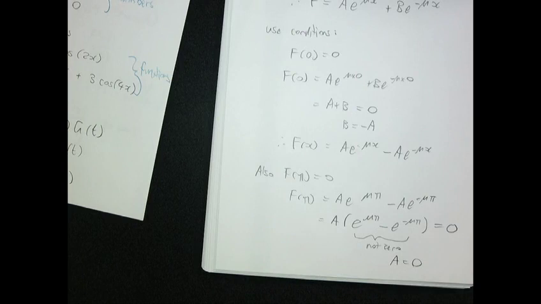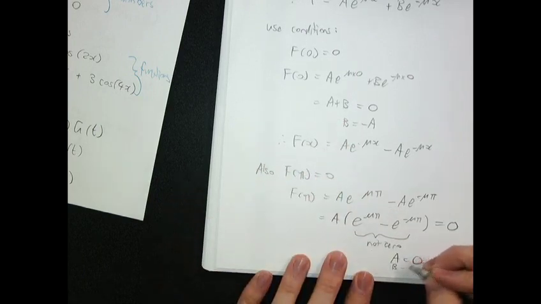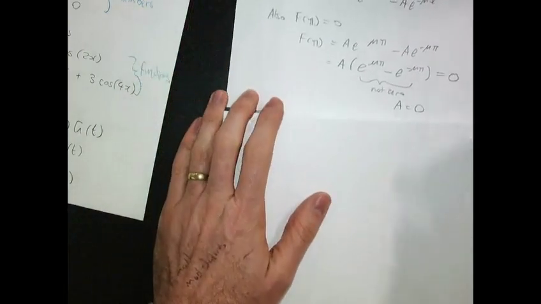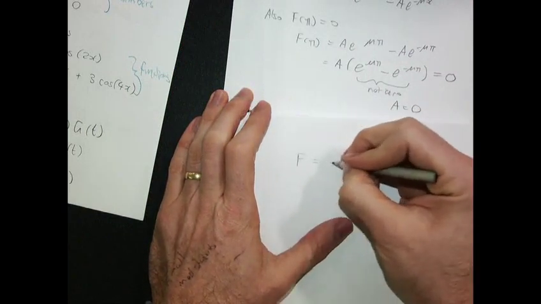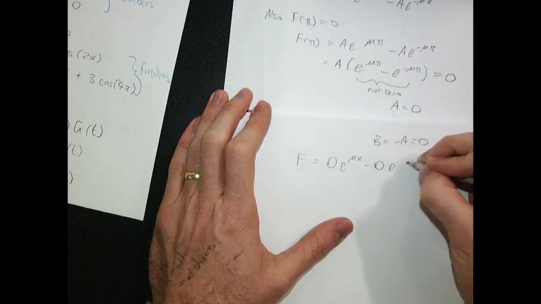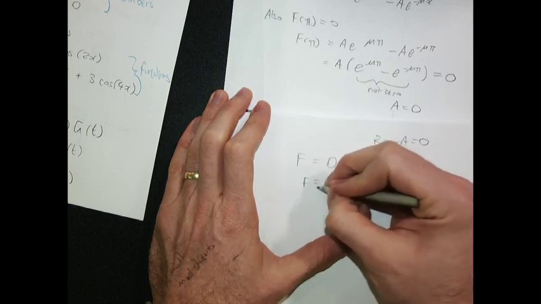Awesome. But if a is 0, b is minus a. So b is, no, not enough room. Next page. So b is minus a, which is 0 as well. So f is in fact equal to 0 e to the mu x minus 0 e to the minus mu x, so f is 0 all the time, no matter what x is. Curses! We still haven't found any solutions.